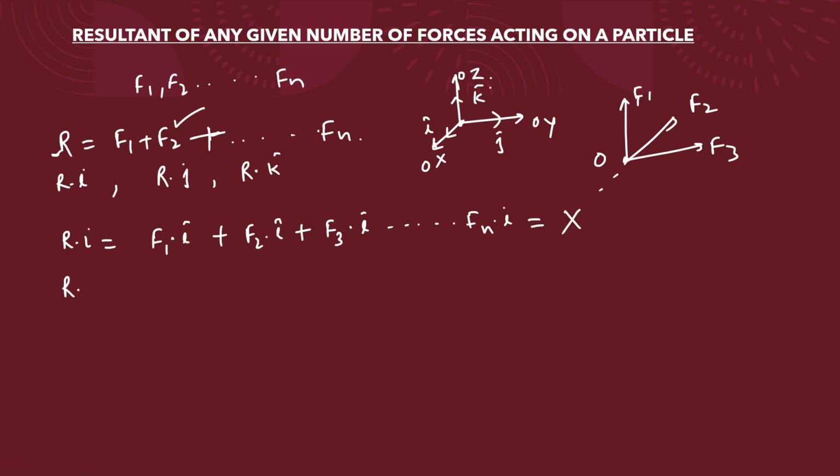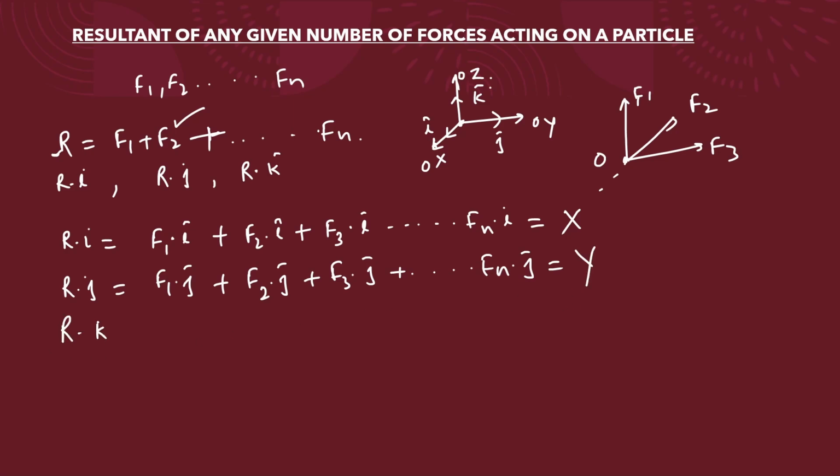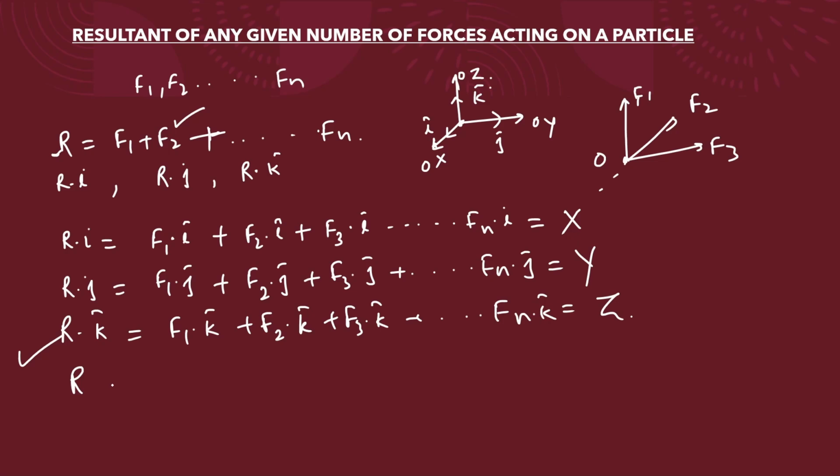Similarly, R dot j is equal to F1 dot j cap, the resolved component of F1 along the y direction, plus the resolved component of F2 along the y direction, F2 dot j cap. Similarly F3 dot j cap, similarly Fn dot j cap. This is equal to Y. Similarly R dot k cap, the resolved component of the resultant along the z direction, is equal to F1 dot k cap plus F2 dot k cap plus F3 dot k cap plus Fn dot k cap. This is equal to Z.